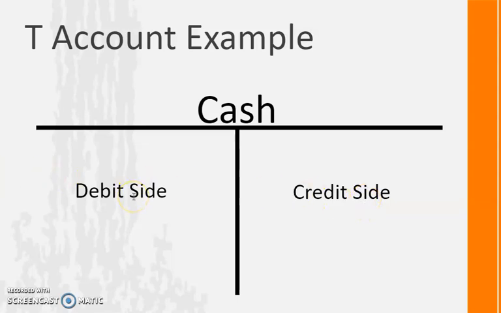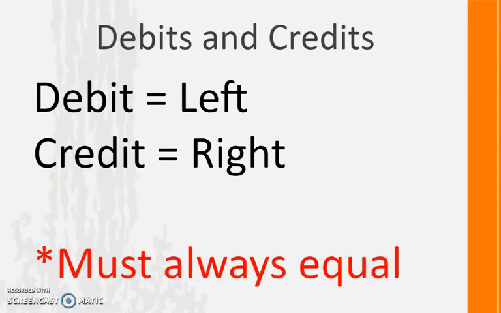Now, what do debit and credit actually mean in accounting? There are a lot of misconceptions about what they actually mean. But to make it as simple as possible, the word debit simply means left. So it's on the left side of a T account. And the word credit means right. And that's it. Those two words in accounting only mean left and right.